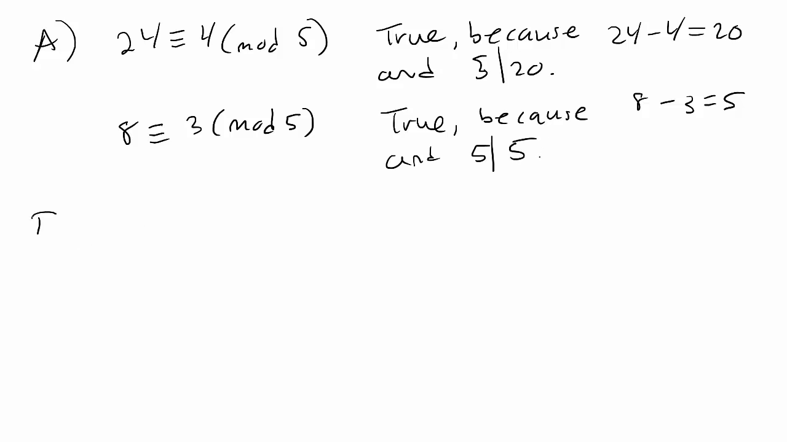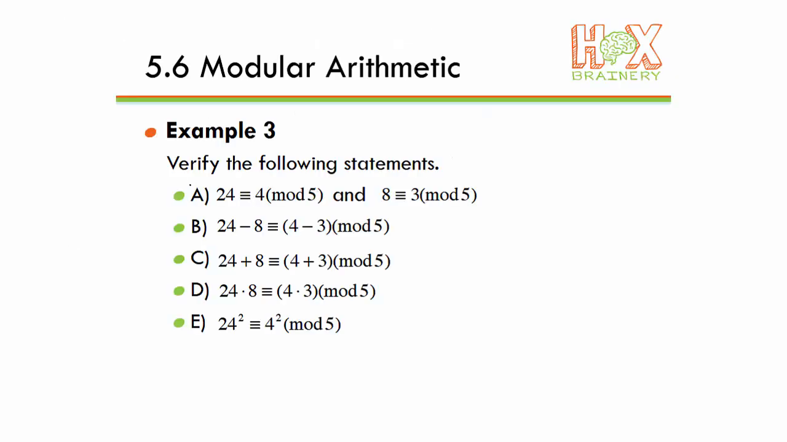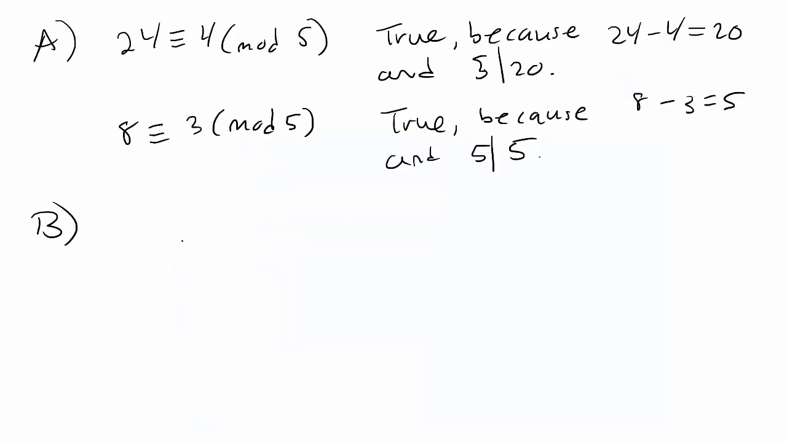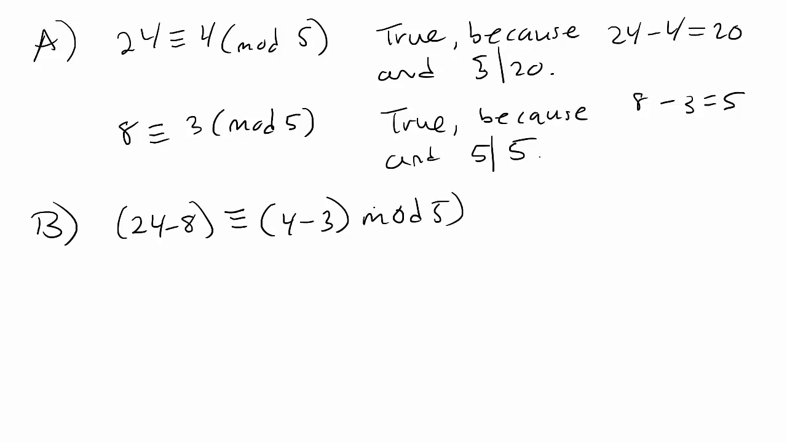So that's my part A, just confirming those, verifying those. And then for part B, we're going to do 24 minus 8, that's congruent to 4 minus 3 mod 5. Let's check that out. So we have 24 minus 8, is that congruent to 4 minus 3 mod 5? Okay. So this was like the A, this was like the B, this was like the C, this was like the D, right?